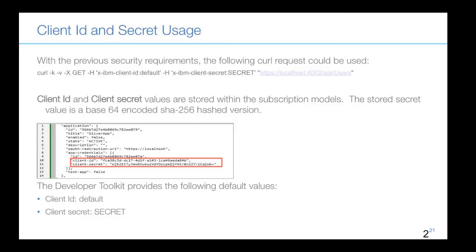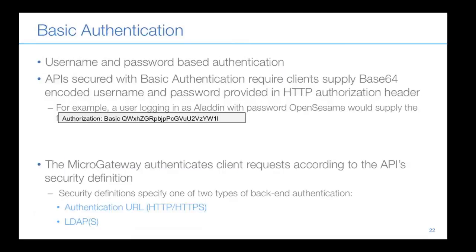So Dan, let me just add something quick. If you're playing with the developer toolkit, as he described, there's a default client ID and a default secret. We don't have different subscribers, and so we wanted a hard-coded version that people could test with. So that's why we have the client ID of default and client secret of secret, just so that you can test. Sorry for the interruption, Dan. No, that's fine. That's all I had.